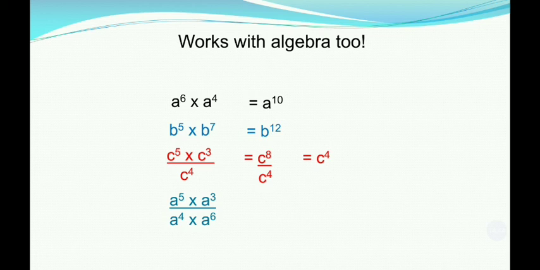Coming to the next example, a to the power of 5 into a to the power of 3 divided by a to the power of 4 into a to the power of 6. Here also simply add the powers in the numerator and in the denominator. So it becomes a to the power of 8 divided by a to the power of 10, that is equal to a to the power of 8 minus 10, which is equal to a to the power of minus 2.